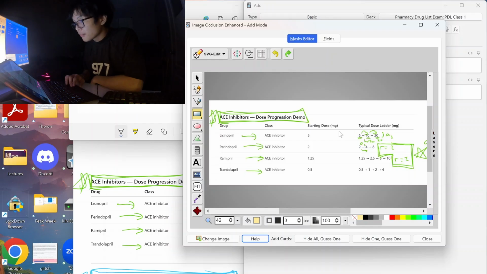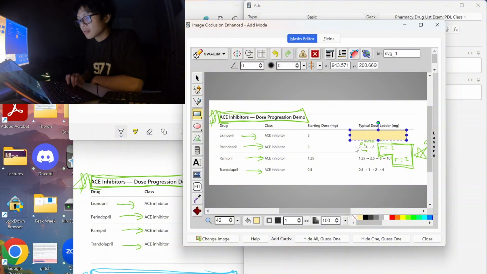But essentially, say for example, I want to memorize, I want to test myself on what doses of lisinopril are available. I'd click on any area, and then I'd create a box and drag it down, covering the doses for lisinopril. And then I could do that for other drugs within the same class by repeatedly doing the same thing.